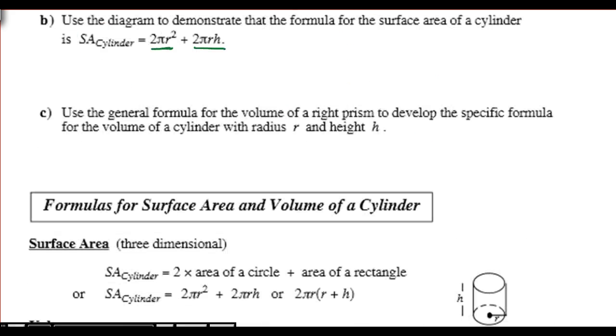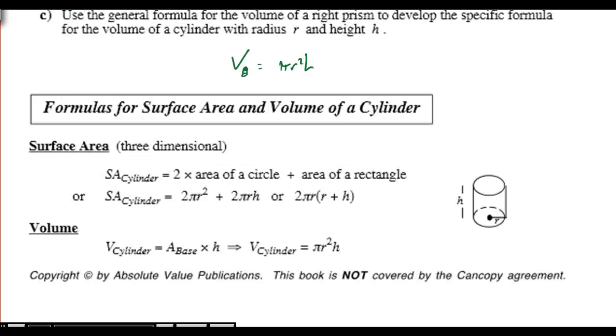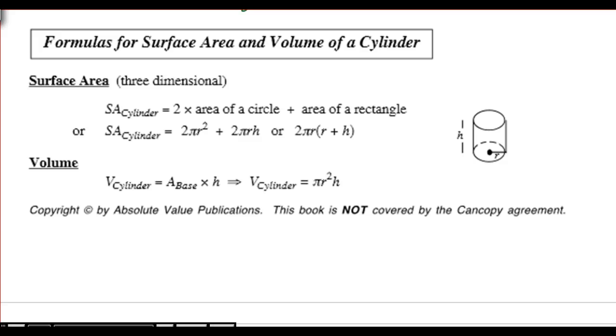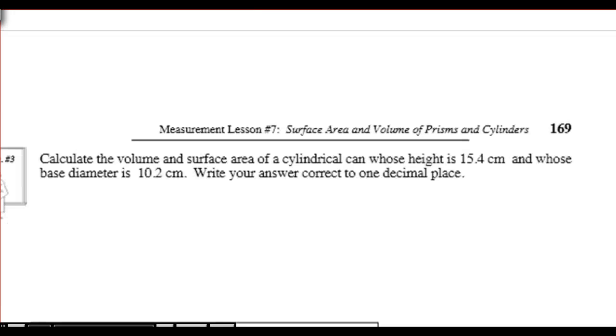All right. And then the volume of the cylinder would be, again, the area of the base, which is pi r squared, times the height. There it is, pi r squared times the height.